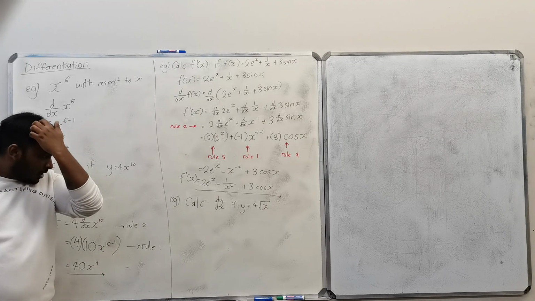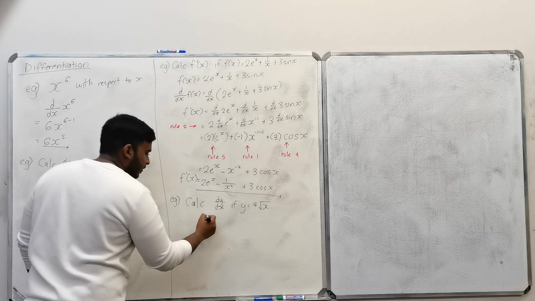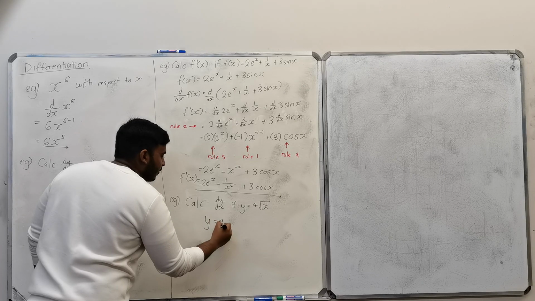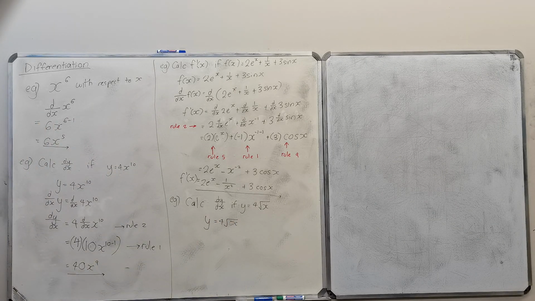Don't be confused. So they want dy over dx. How do you start the question? Write the equation that's given to you: y is equal to 4 square root x. They're asking you to calculate the derivative of y with respect to x. So what would you introduce on both sides?